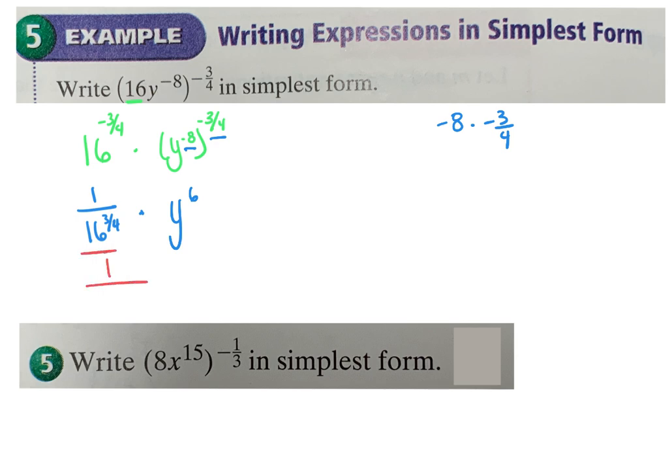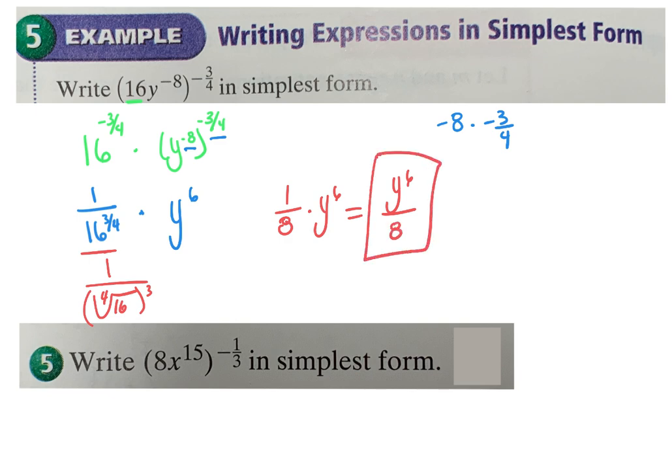This is going to be the 4th root of 16 raised to the 3rd. What's the 4th root of 16? 2 raised to the 3rd is 8, so I have 1/8 times y to the 6th. You can rewrite that as y to the 6th over 8. That's your answer. So it's just individual ones to the power and deal with them individually. All right, so do that last example there.